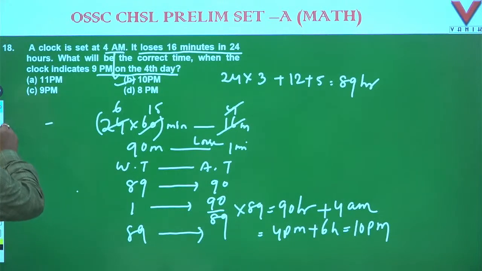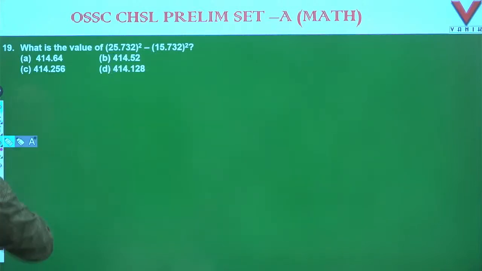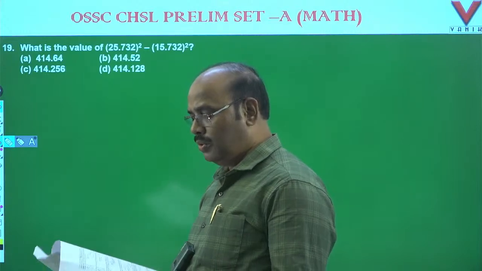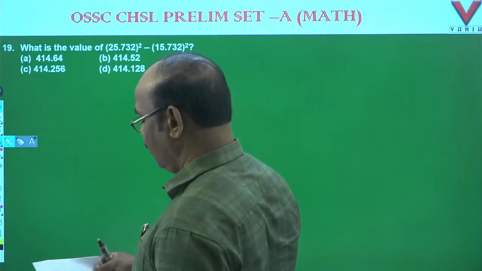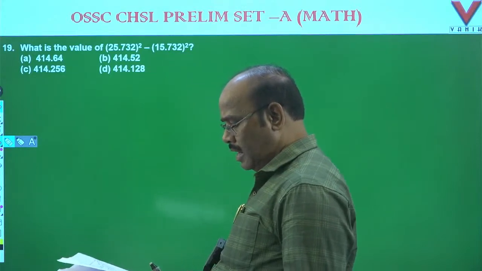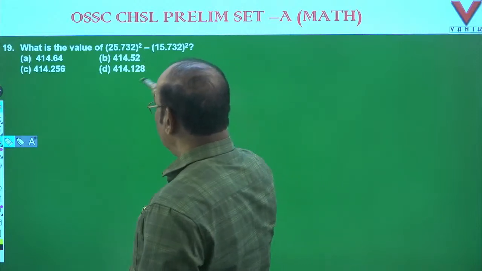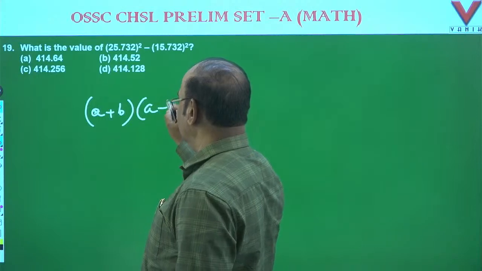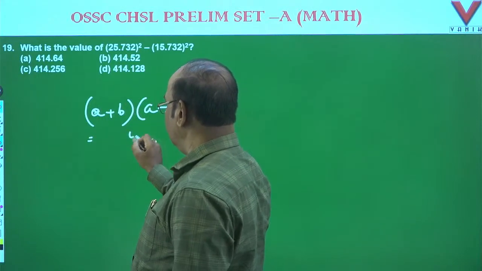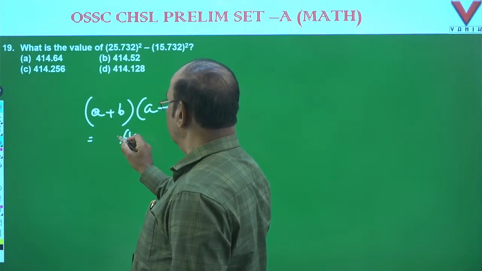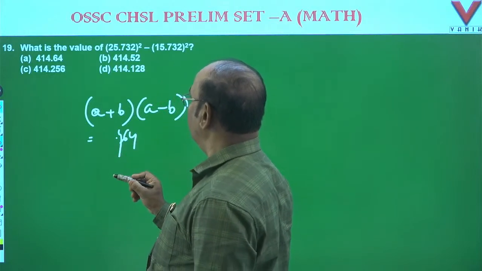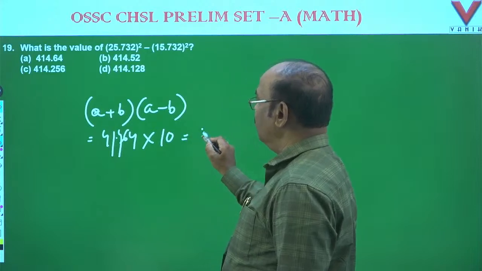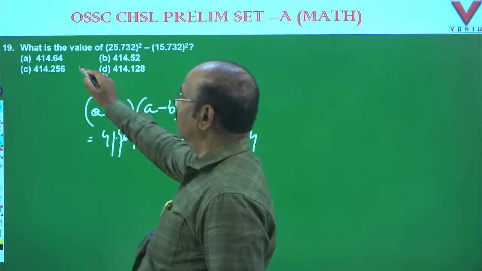Next question, number 19. What is the value of 25.732 square minus 15.732 square? To approach these questions, normal squaring takes time, so we use an algebraic identity: a square minus b square equals a plus b into a minus b. This formula makes the calculation easy. So a plus b is 25.732 plus 15.732, which is 41.464, into a minus b, which is 25 minus 15, that is 10. Multiplying, we get 414.64. The answer is the first option.